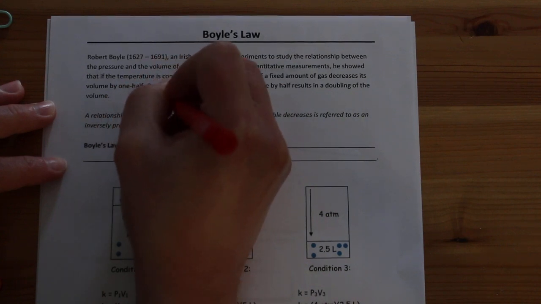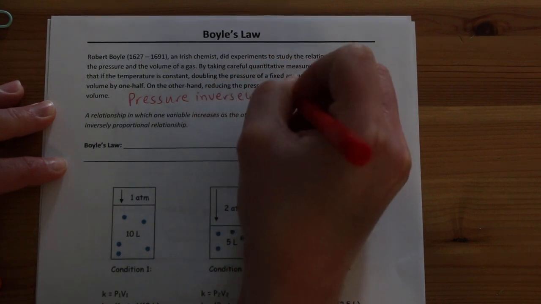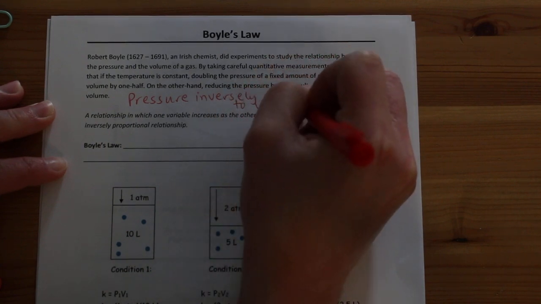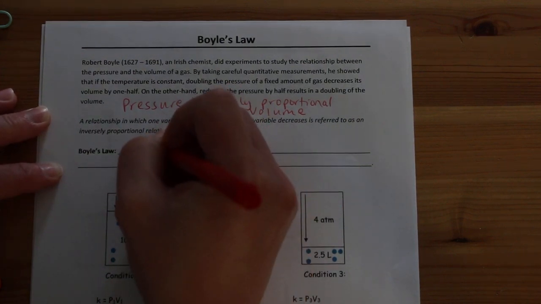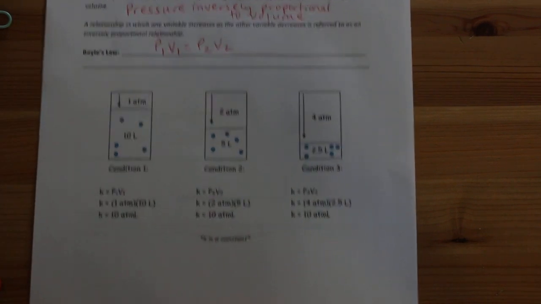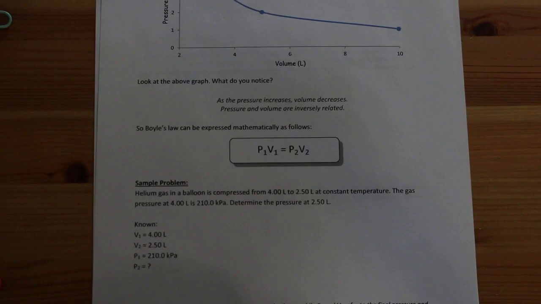So pressure inversely proportional to volume. That's the big takeaway. Okay? And again, in terms of math, we know that the equation is P1V1 equals P2V2. With respect to this part here, it's not really important for us to be aware of that. That's just going a little bit more into detail about how to calculate constants for mathematical relationships. We're not going to really focus on that too much.